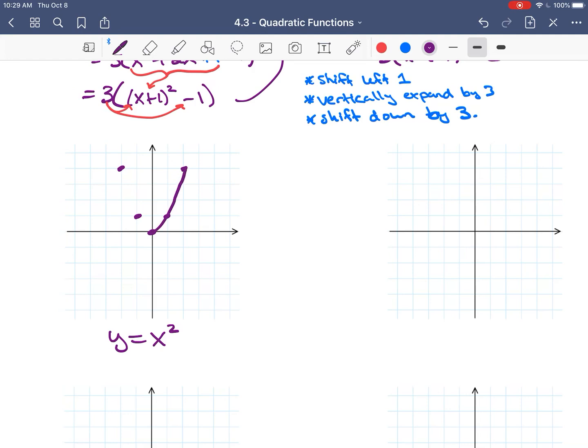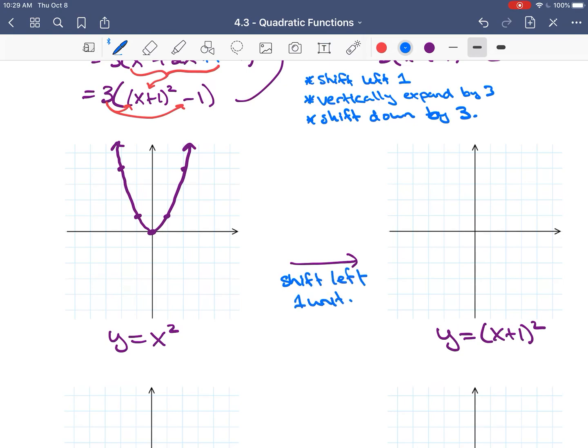Okay, so that looks like that. Okay, and then we're going to go this way, and we always do the horizontal ones first. So here's where we shift left 1 unit. So if you want to color the dots, 0, 0 is going to go to negative 1, 0. Okay, 1, 1 is going to go to 0, 1.